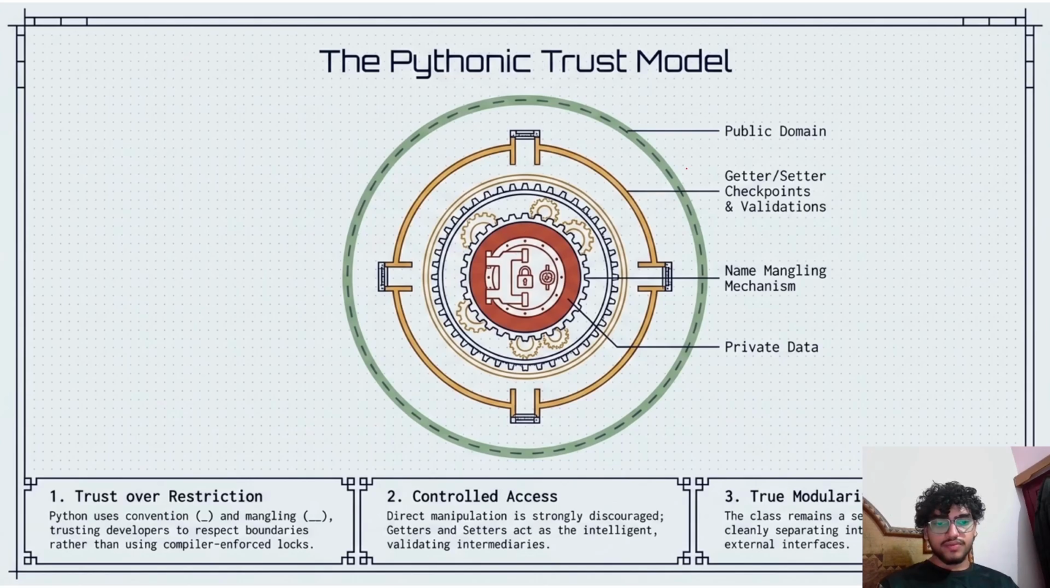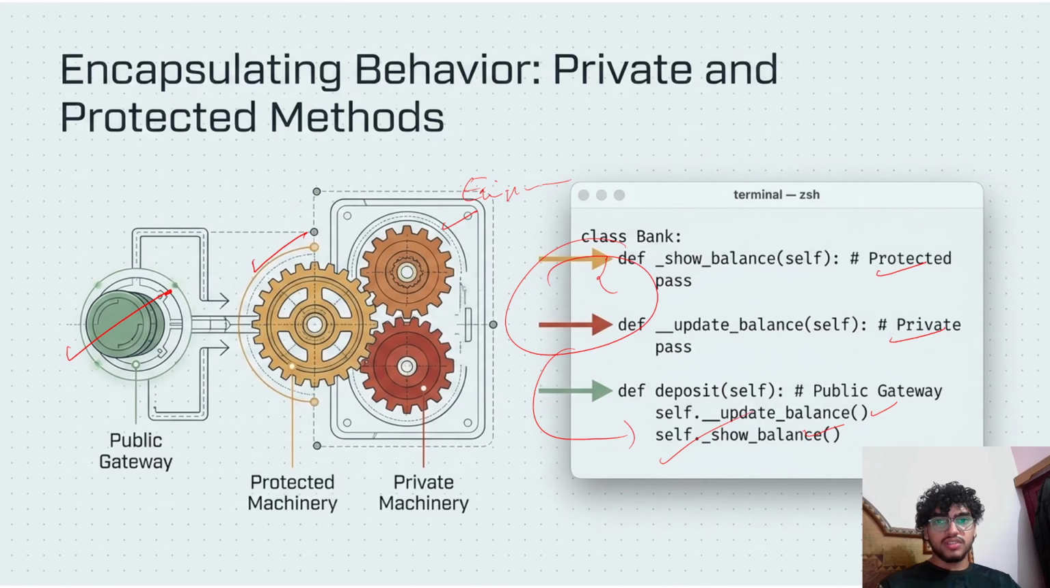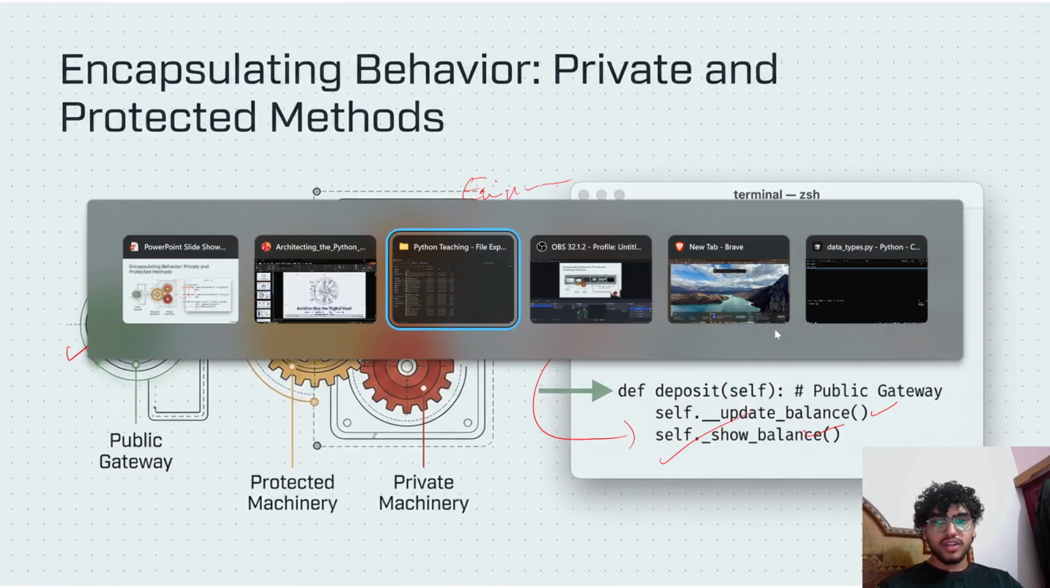A Python trust model. First of all, the first layer is the public domain, then getter setter checkpoints and validation, then the name mangling mechanism, then private data. So this is all for encapsulation, I guess.